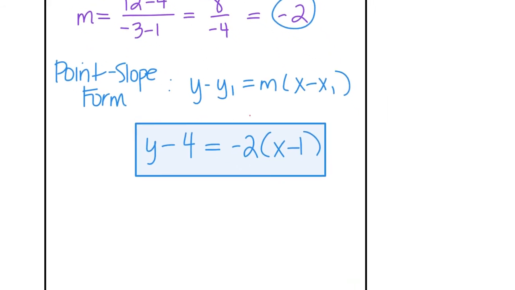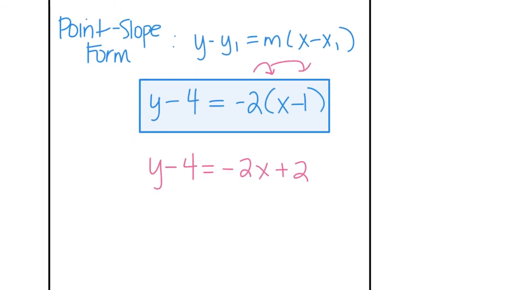Okay, next I want to move down to slope intercept form. So what we're going to do is get this negative 2 and we're going to multiply it in. So that would be negative 2x plus 2. Remember that a negative times another negative is a positive. And then that 4, I want to move it over. So since it's minus, we're going to do the opposite and we're going to add. So now I have y is equal to negative 2x plus 6.